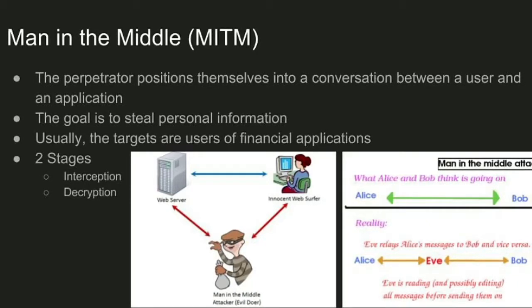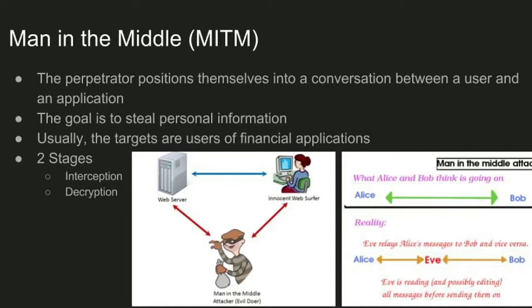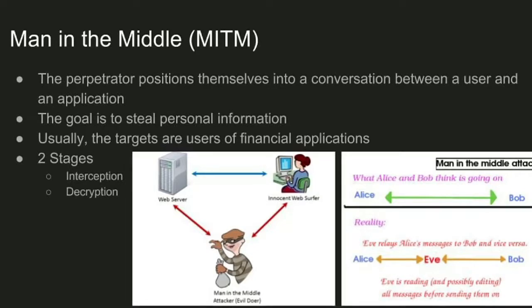However, man-in-the-middle attacks can also be, as in image 2, where the perpetrator is there either to eavesdrop or to impersonate one of the parties, making it appear as if a normal exchange of information is underway. Either way, it's dangerous. So how exactly does this happen? Well, there are 2 stages. 1, interception, and 2, decryption.